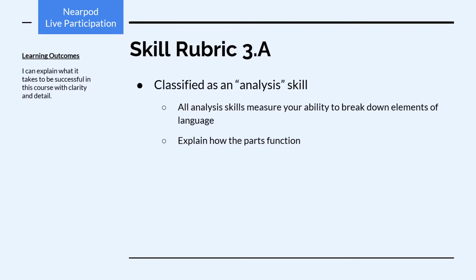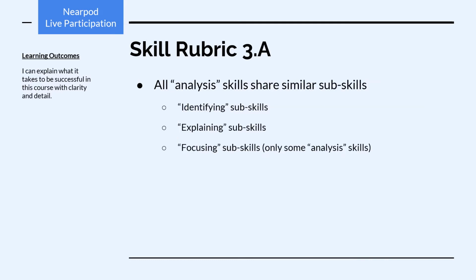Skill 3A is classified as an analysis skill. All analysis skills measure your ability to break down elements of language and explain how the parts function. All analysis skills share similar subskills. That's because when we ask you to analyze something, we're asking you to perform the same basic things each time. We want you to identify things and explain how the parts fit together. So the subskills for all analysis skills are identifying subskills, explaining subskills, and sometimes focusing subskills, although this will only occur on some analysis skills.